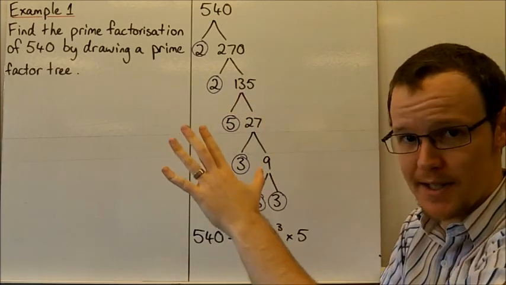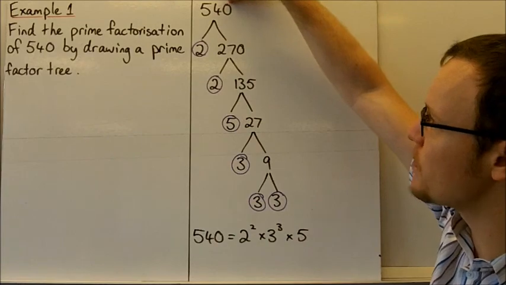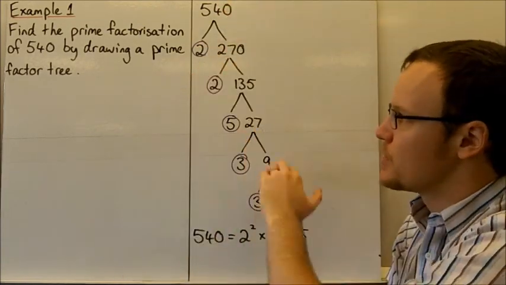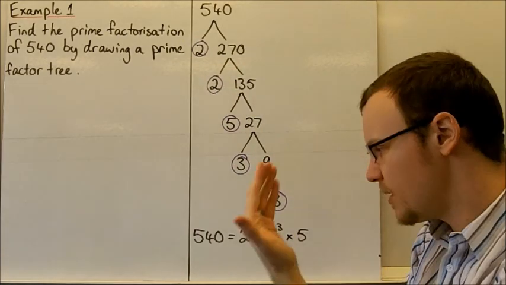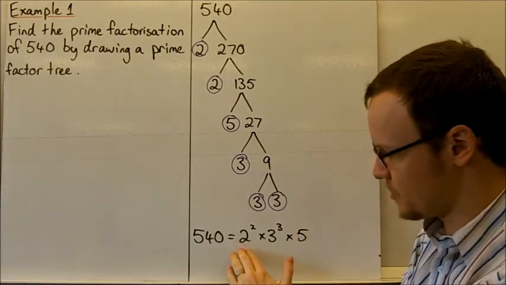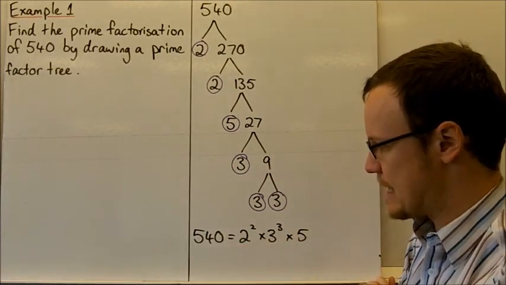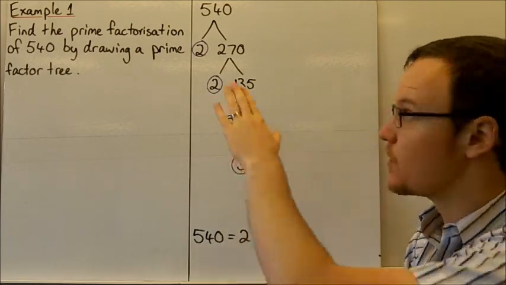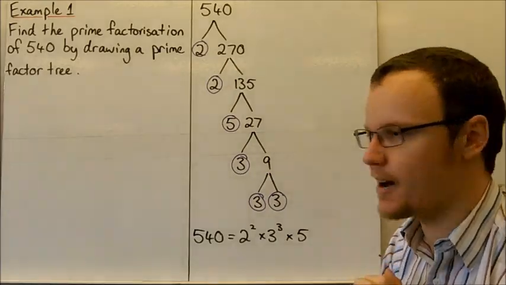So we could have done this a different way. We could have initially divided by 5 to start with, and then we would have been able to divide it a bit differently down. But the result will always be the same. It will be the prime factorisation. You still get the same primes regardless of what you decide to divide with to start with.